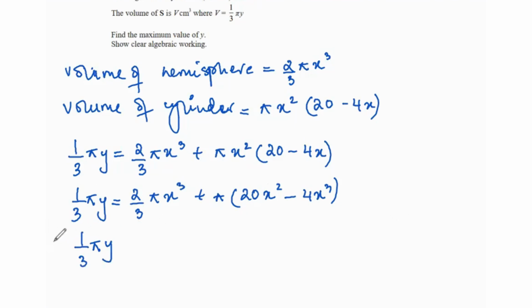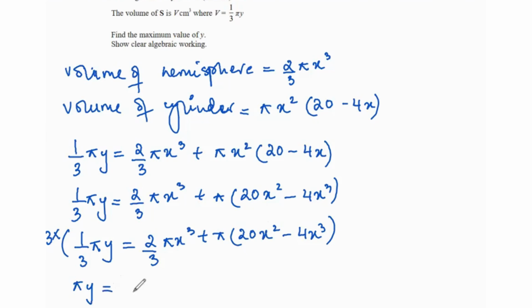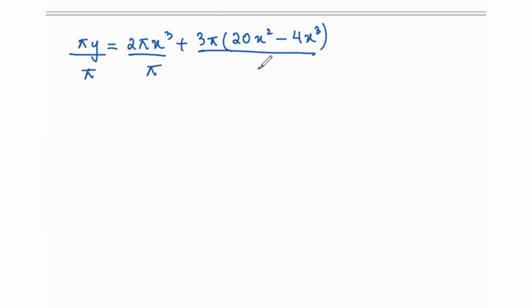Multiply the entire equation by 3 to get rid of the fraction. So that's going to give us pi times y equals 2 times pi times x cubed plus 3 pi times 20x squared minus 4x cubed. Now, if you notice, all of the terms in this equation have pi attached to them. So we can get rid of the pi by dividing the entire equation by pi. So that's y equals 2x cubed plus 3 times 20x squared is 60x squared, 3 times negative 4x cubed is negative 12x cubed.